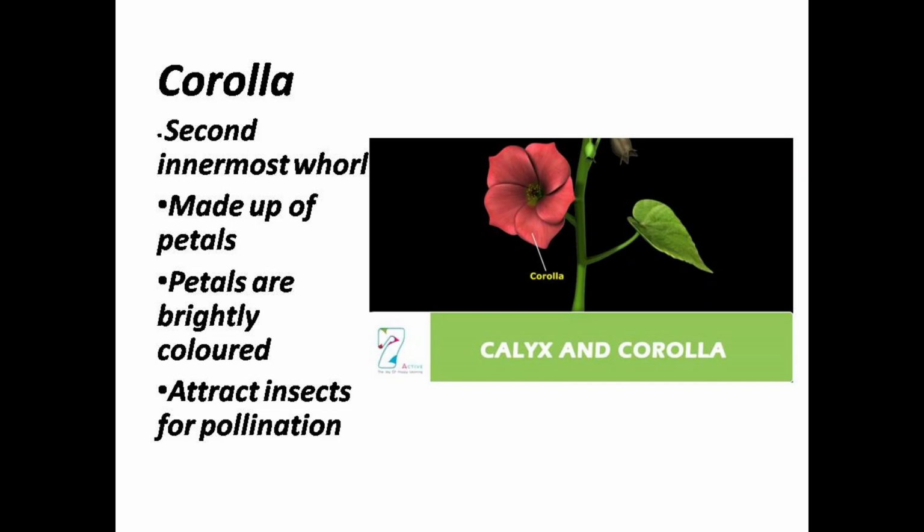Corolla is the second inner wall of a flower made up of petals. Petals are white or colored attractive part of a flower. When the flower opens, the brightly colored petals attract insects or birds for pollination. The petals of some flowers have a natural fragrance.